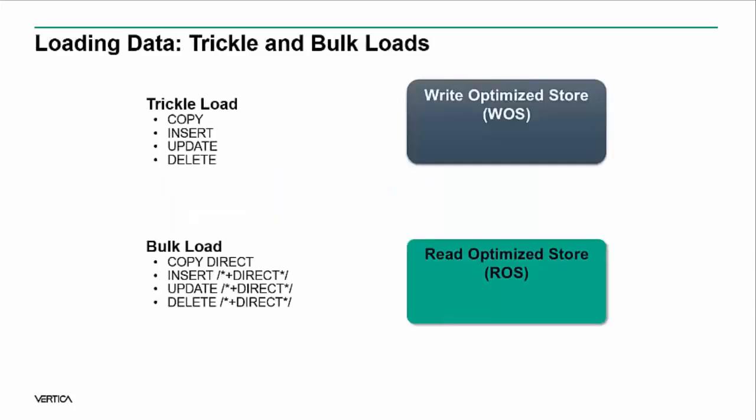Why did we build this loading model? To support different types and different sizes of data loads. If you have small frequent data loads or trickle loads, best practice is to load the records into memory into the WOS. Data loaded to the WOS is still available for query results. The size of the WOS is limited to 25% of the available RAM or 2 GB, whichever is smaller.